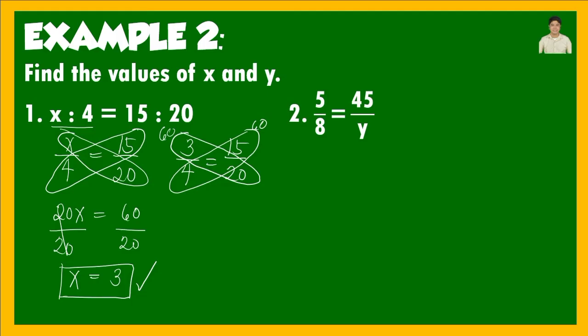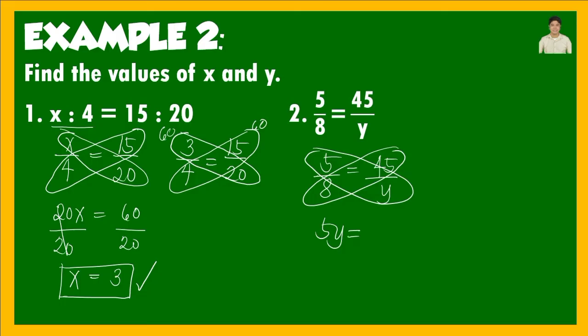Next, number 2. 5 over 8 is equal to 45 over y. So, rewrite lang natin. 5 over 8 is equal to 45 over y. And then, cross multiply. 5 times y, that is 5y. And then 8 times 45, so pakita natin, 45 times 8. 5 times 8, that is 40, so we write 0, and then carry 4. 4 times 8, that is 32, plus 4, 36. So we have 360.